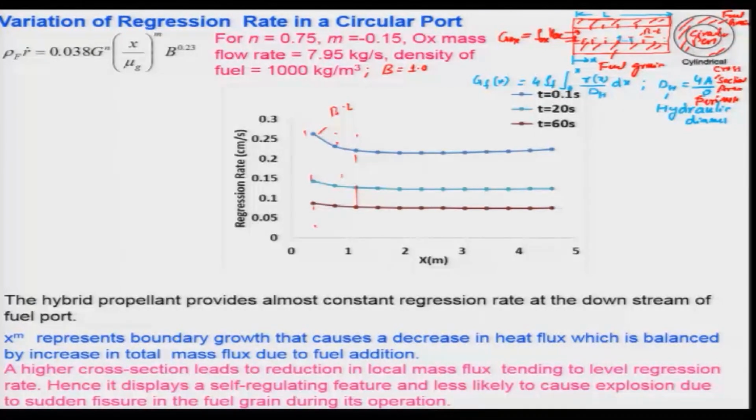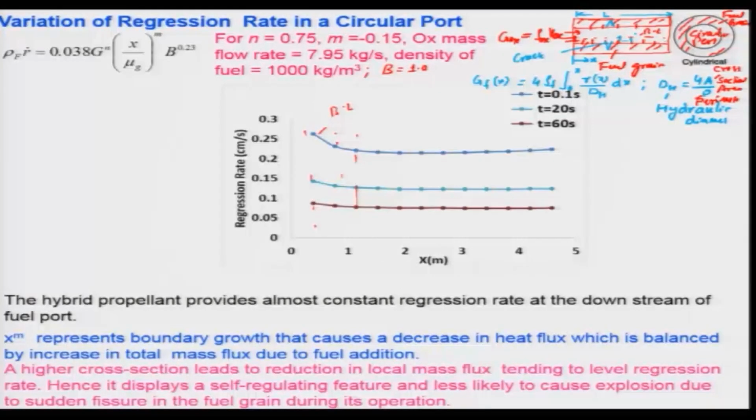If you recall that we had learned earlier, if there is a fissure over here, due to a crack or a fissure kind of thing, then what will happen? Surface area will increase, and if the surface area increases, then naturally the regression rate will be higher, the amount of mass flux which will be generated will be higher, and then the pressure may go up. But here what is happening, because the area is increasing, the flux will be reduced locally, and then you may not get that effect.